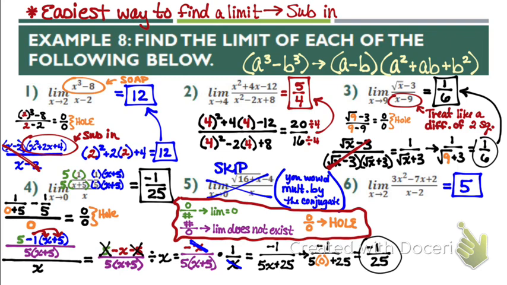Couple quick notes, just so you guys keep this in the back of your mind. If you get 0 over a number when you substitute in, the limit does exist. It's 0. If you get a number over 0, that is an undefined situation. The limit does not exist. 0 over 0 means there's a hole and you've got to do a little bit more work. The limit will exist. You just have to get rid of that hole.